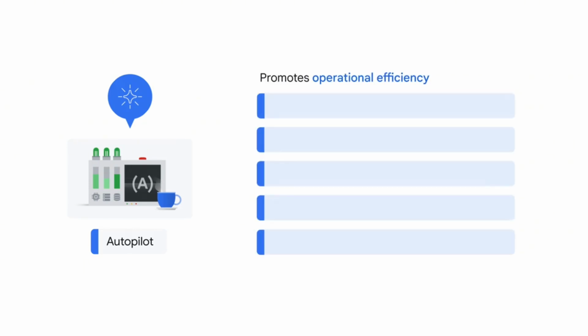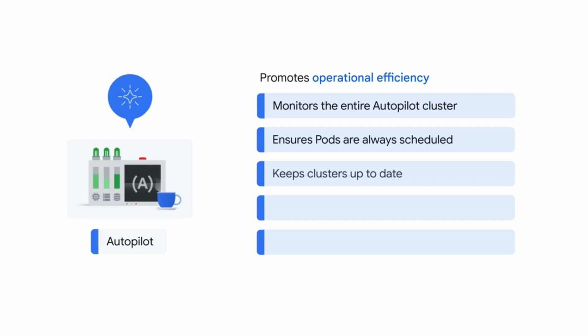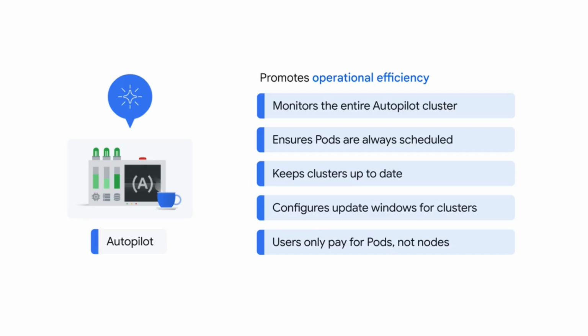Autopilot promotes operational efficiency. Google monitors the entire Autopilot cluster, including control plane, worker nodes, and core Kubernetes system components. This way, it ensures that pods are always scheduled. This level of monitoring allows Google to always keep clusters up to date. Autopilot also provides a way to configure update windows for clusters to ensure minimal disruption to workloads. With Autopilot, Google is fully responsible for optimizing resource consumption. This means you only pay for pods, not nodes.